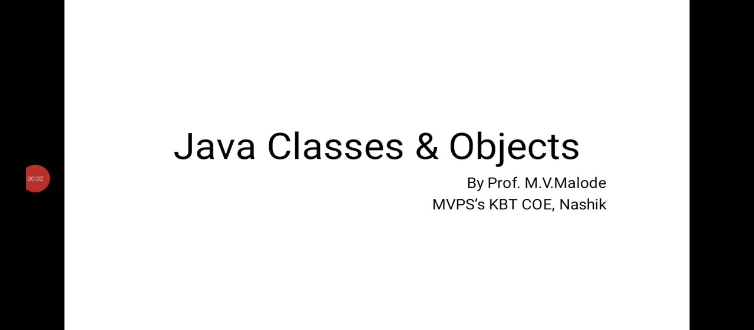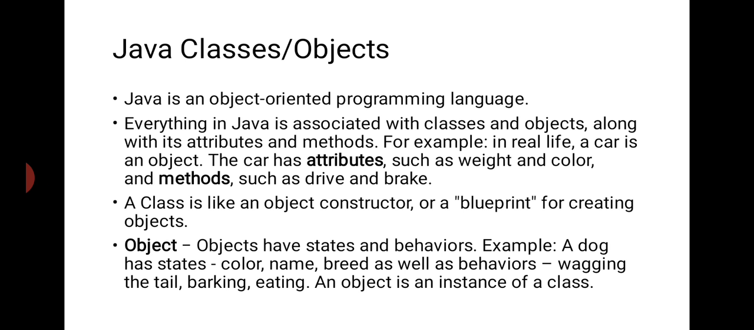Today we are going to see the concept of classes and objects in Java. As all of you know, Java is an object-oriented programming language. Everything in Java is associated with classes and objects along with their attributes and methods. For example, if a car is an object, the attributes will be weight and color of the car and methods will be drive and brake. A class is like an object constructor or a blueprint for creating objects.